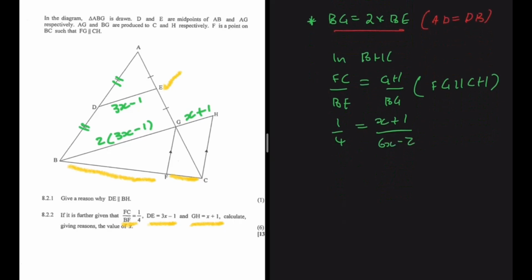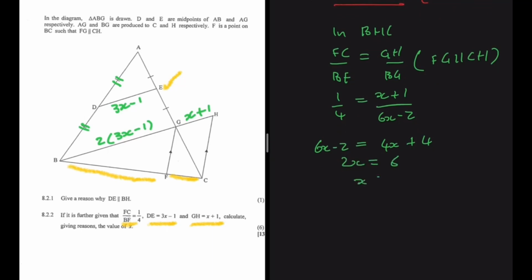So now we are actually done with the conceptualization. We're just computing the value of x. So if we cross multiply here, we're going to get 6x minus 2 being equal to 4x plus 4. So it should be easy to see here that 2x will be equal to 6. So x should be equal to 3.